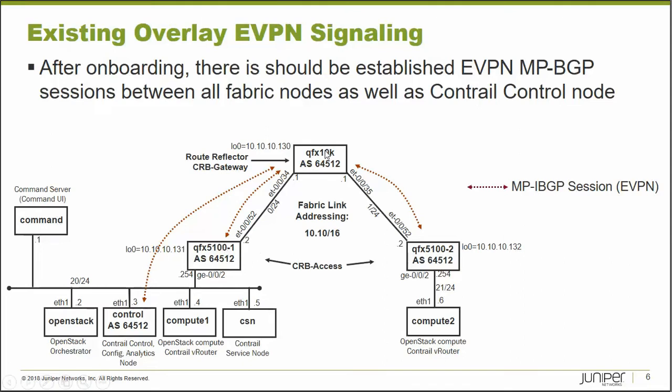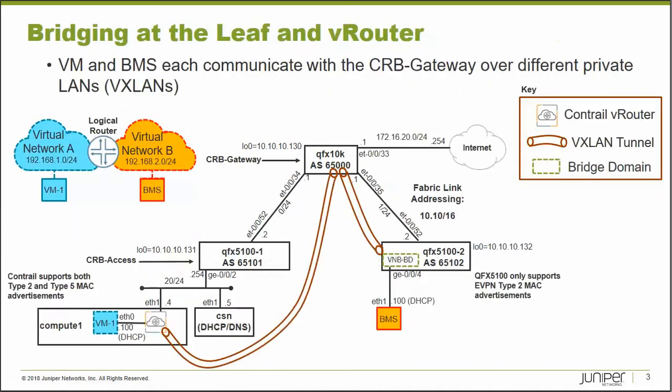So the QFX 10K, which is acting as a route reflector, has an EVPN session with the control node, the 5101, and the 5102. So any routes received from 5102 will get sent out to all of its clients. So all good, this is established. So what we're going to do, if I go back, remember, this is what we're trying to build. We're trying to be able to route between VM1 and the bare metal server through the QFX 10K. So that's what we're going to try and build out here in a second.